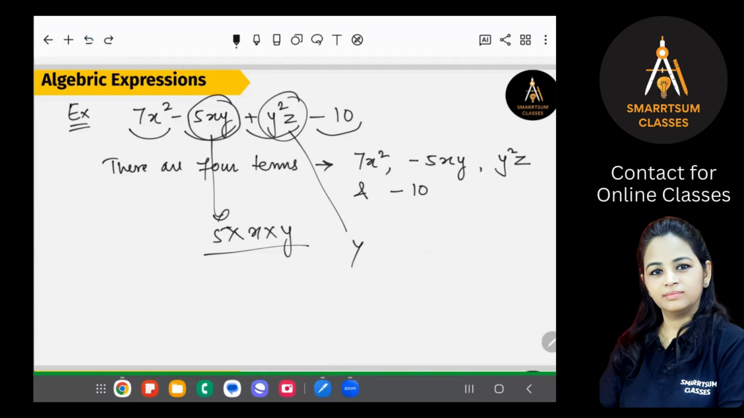So terms are always separated by addition and subtraction. I hope you are getting it, like how to find the different algebraic terms within the given algebraic expression. Is that clear to everyone? Yes or no?